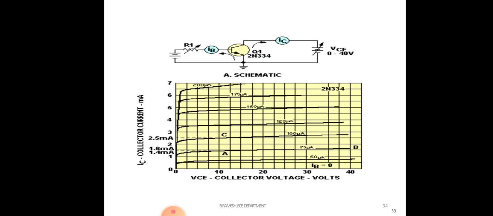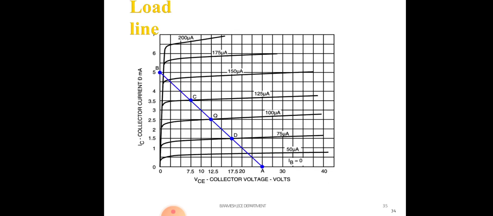You can observe here, with the common emitter configuration and the DC voltage, how the output current changes with respect to the input current. Your collector current increases when your IB current increases. This is a load line, and the load line changes for different input currents.